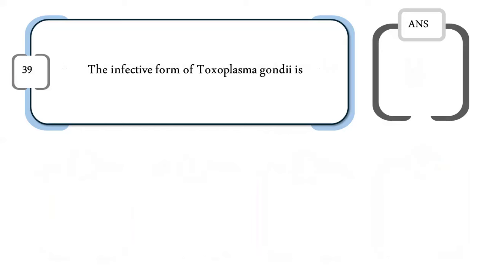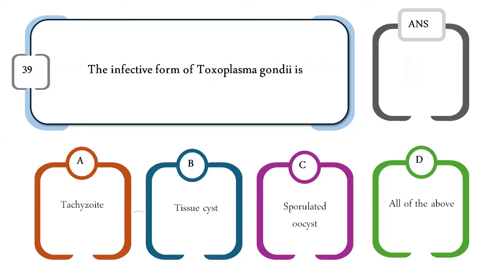Next question. The infective form of Toxoplasma gondii is option A, tachyzoite, option B, tissue cyst, option C, sporulated oocyst, and option D, all of the above. Here, the right answer is option D, all of the above. All these forms, tachyzoite, tissue cyst, and sporulated oocyst, are the infective forms.